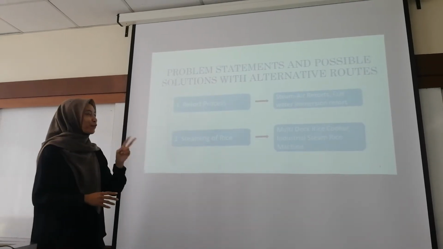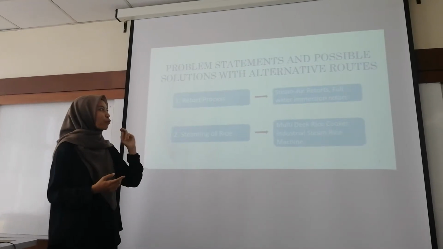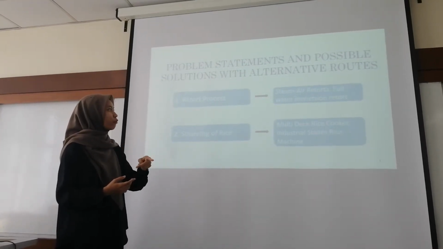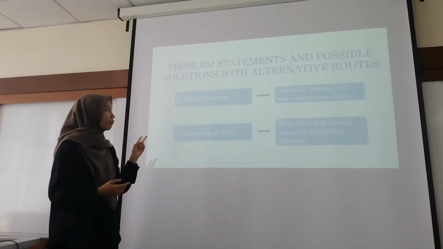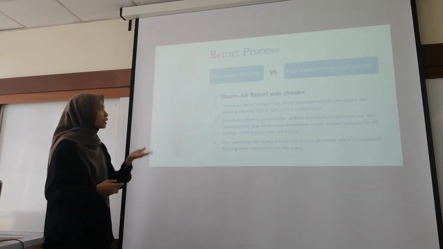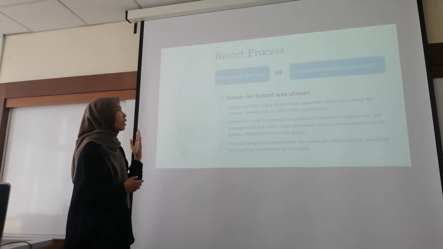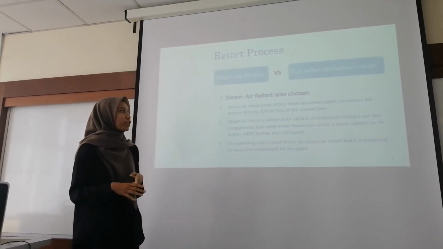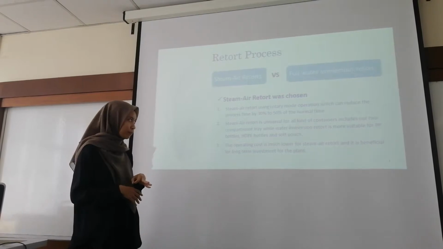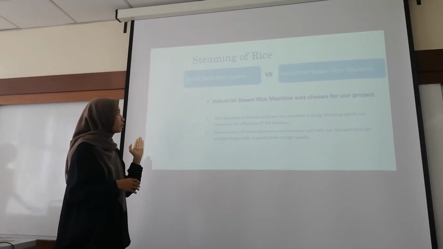So there are two processes that we want to look at. The first one is the retort process, where we compare steam retort and full water immersion retort, and the second one is steaming of rice. So from the retort process, we will choose the steam retort, because steam retort uses rotary mode operation, which can reduce the process time by 30% to 50% of the normal time.